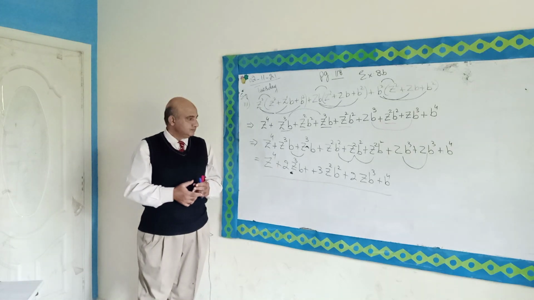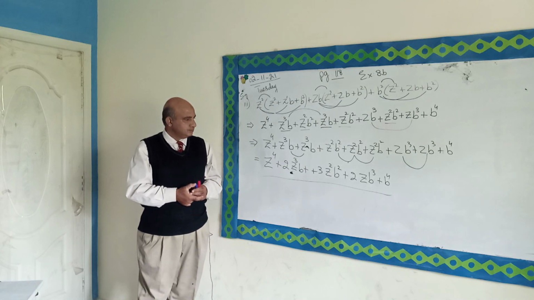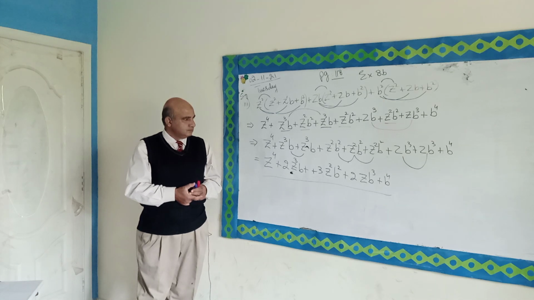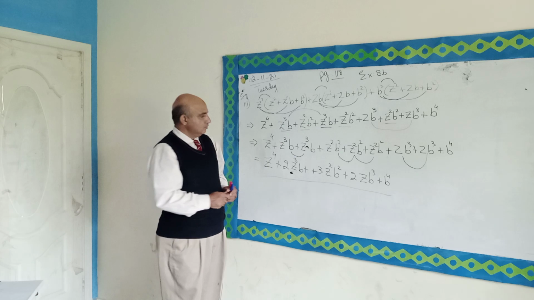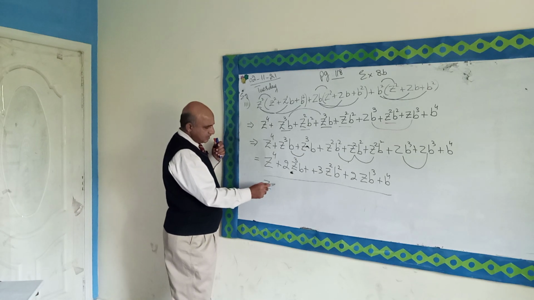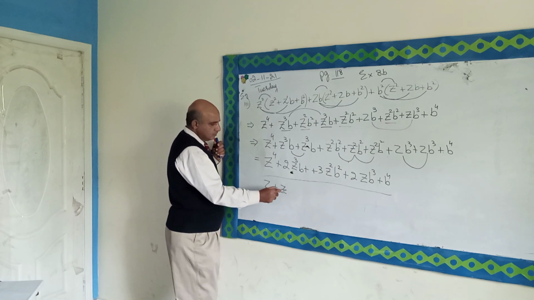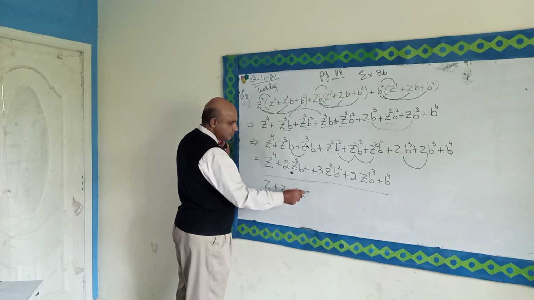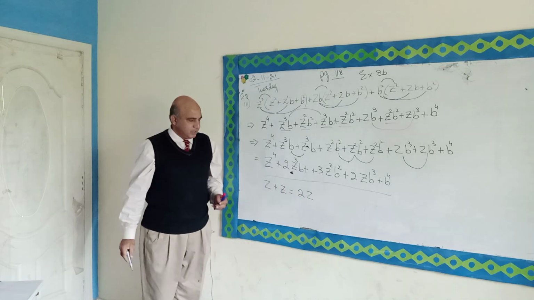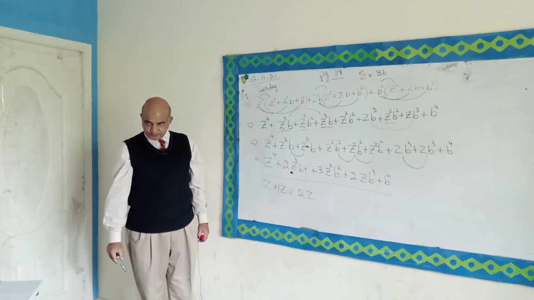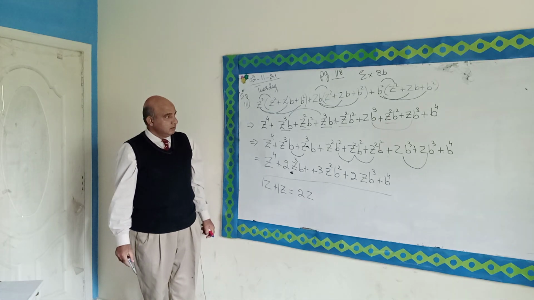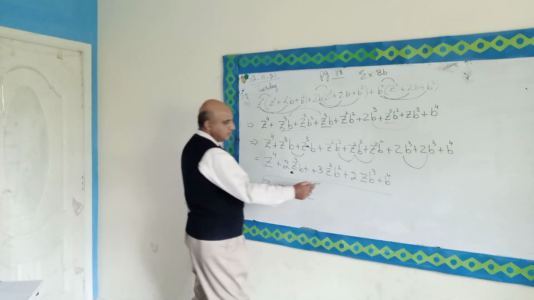At the second one, 2z cube b, aren't we going to add their powers? No, not the powers. Look, this is z plus z. What do we write? We write 2z. We have added their coefficients.